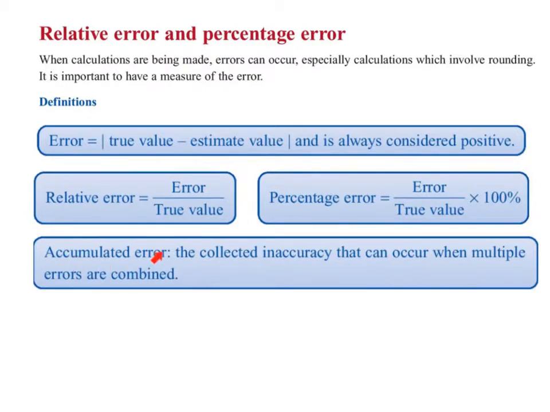Accumulated error is the collected inaccuracy that can occur when multiple errors are combined. So for accumulated error, for example, if you were trying to come up with the area of a rectangular piece of wood, and you measured the length and the width, and you rounded off the length and the width, well, when you multiply that, you're compounding your error. So if you have rounded off the length and rounded off the width, then when you get an estimate for the area, you have a further error in your area because you're multiplying two rounded values.